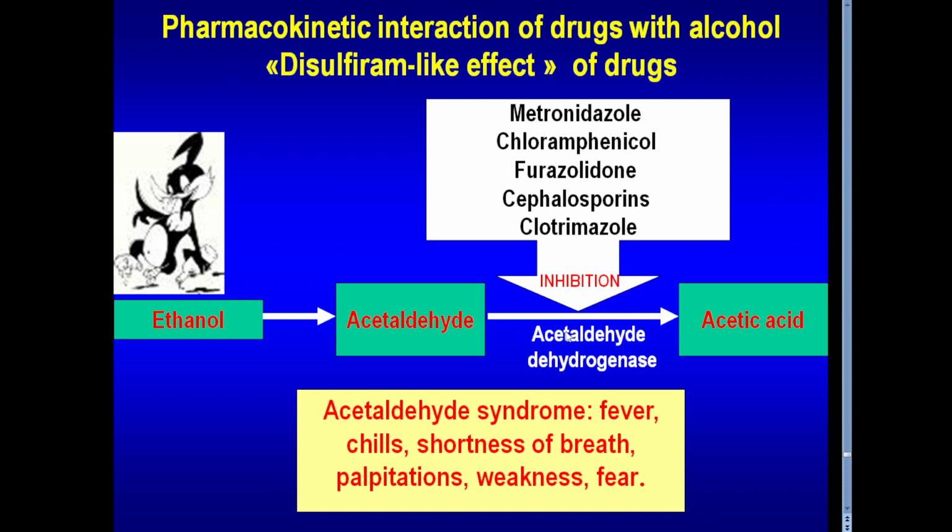We use a specific inhibitor of this enzyme, disulfiram, for treatment of chronic alcoholism. So we give these patients disulfiram. Disulfiram inhibits this enzyme. That is why taking an alcoholic drink causes accumulation of acetaldehyde and development of the so-called acetaldehyde syndrome. Fever, chills, shortness of breath, palpitations, weakness, fear. But this is a kind of treatment of chronic alcoholism.